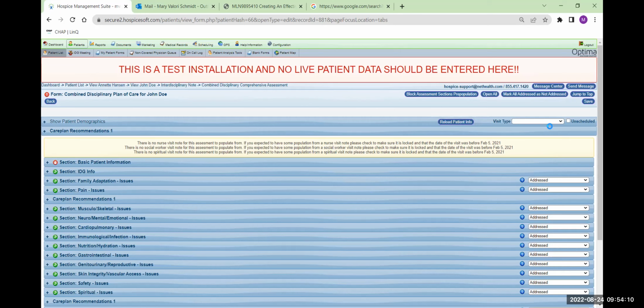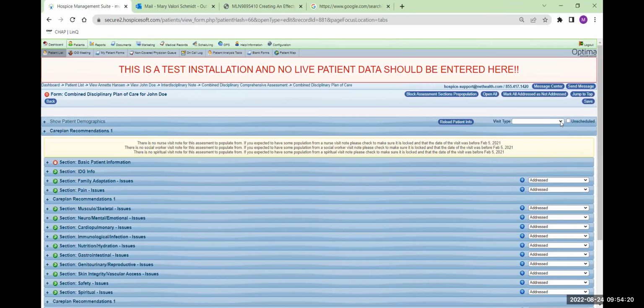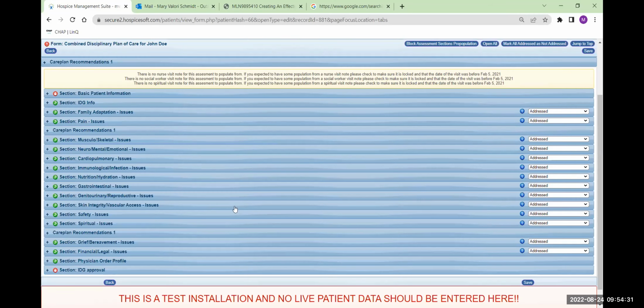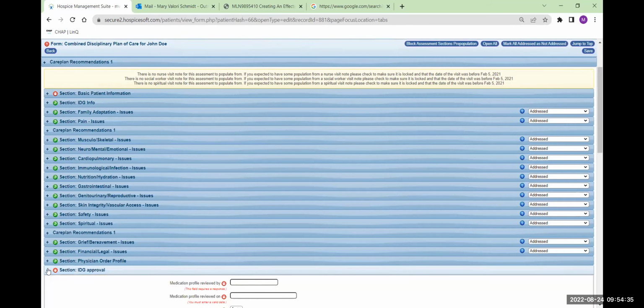Here, it's going to ask for a visit type. So in other words, is this the initial one or is this a routine one? I'll show you in a minute. There we go, right here. Visit type, it's either initial or routine. So let's say this one is a routine, okay? The sections that are in red, there are two sections in red that you must complete. I'm gonna go to the bottom, IDG approval.